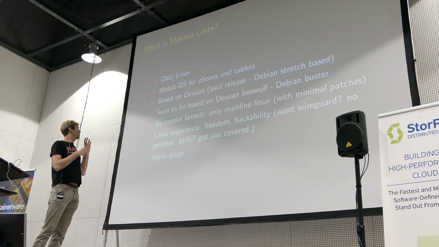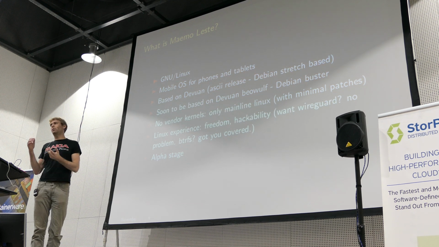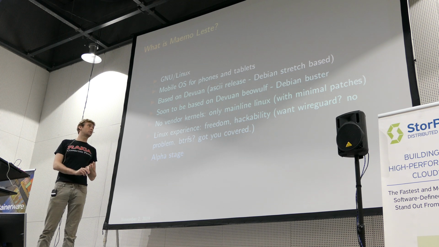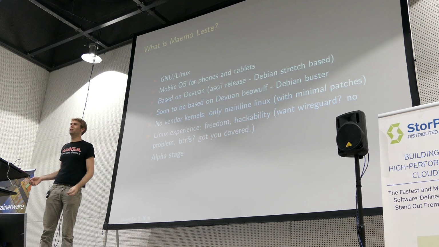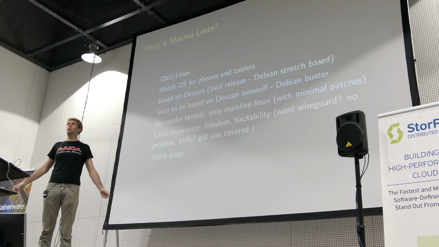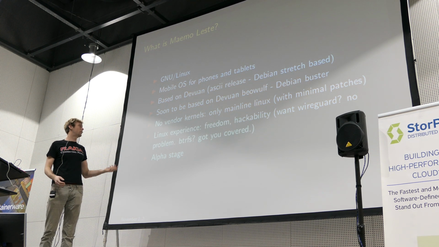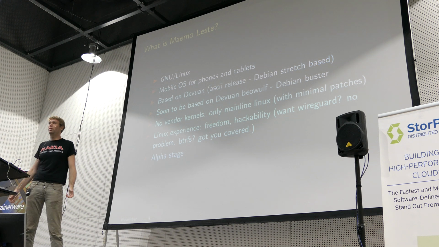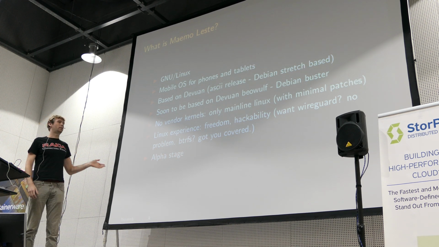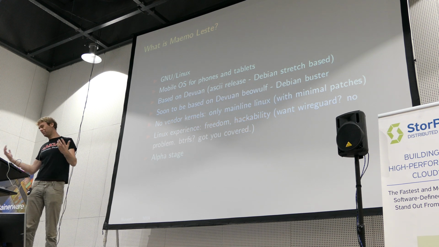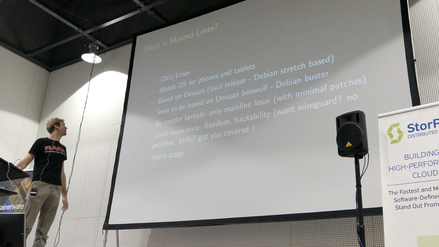And we also really care about the Linux experience, so that means you get to do whatever you want. You can hack around as much as you want. If you want the latest cool VPN in the kernel, WireGuard, you can just install it. If you want to use Btrfs as a different file system, you can just do that. It's up to you. And it's currently in the alpha stage. Last year we were in the pre-alpha stage, so we moved to the alpha stage now.